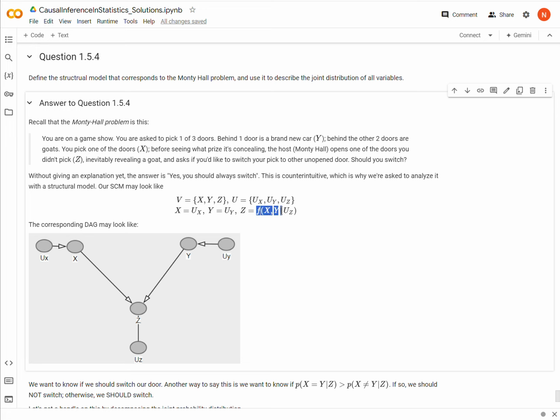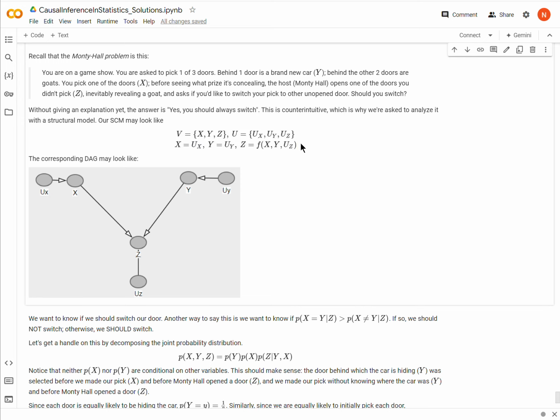Why is it a function of X and Y? Well, again, it's because the host is not going to show you what's behind the door that you picked, and he's not going to show you the door that has the car behind it. So it's a function of X and Y. So this is the structural causal model, and it would have a DAG that could look like this. We have X leads to Z, so X is contributing to Z. In other words, the door you pick influences what door Monty Hall shows you. The door behind which the car is hidden influences which door Monty Hall opens, and of course there's a random component to it here. And we'll see how all of these play out.